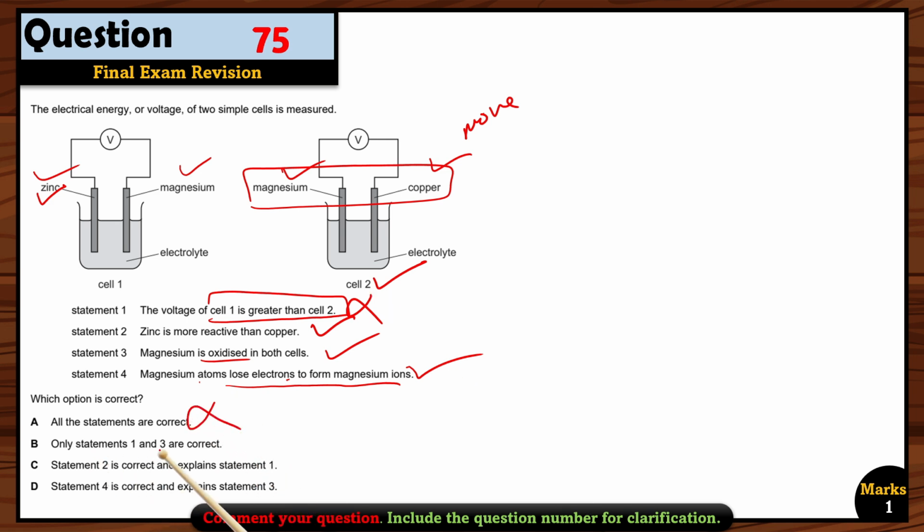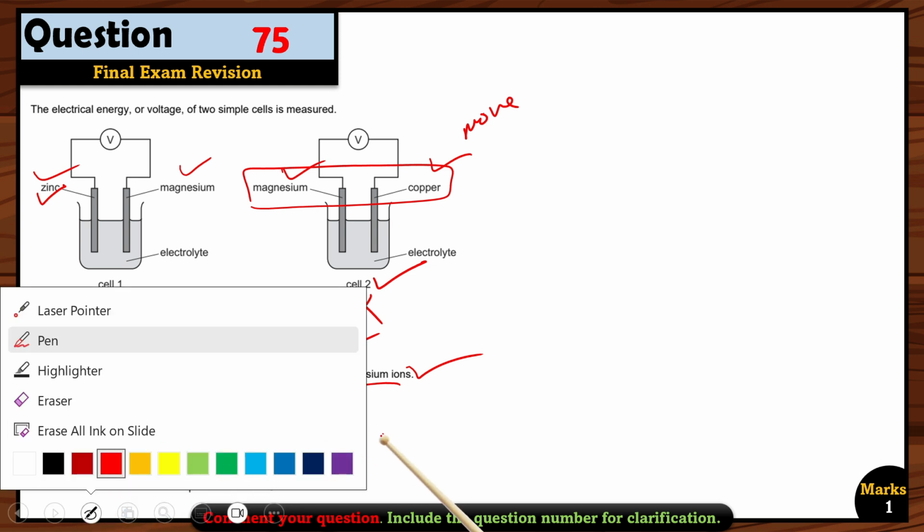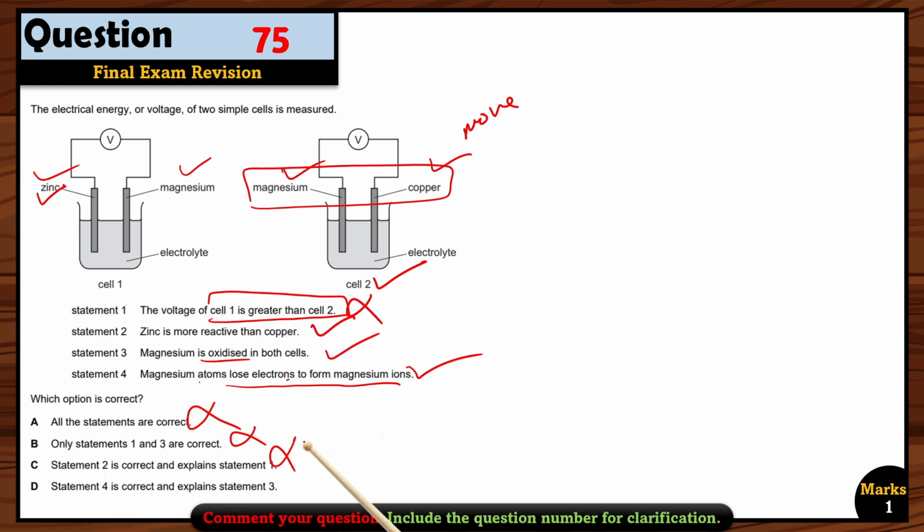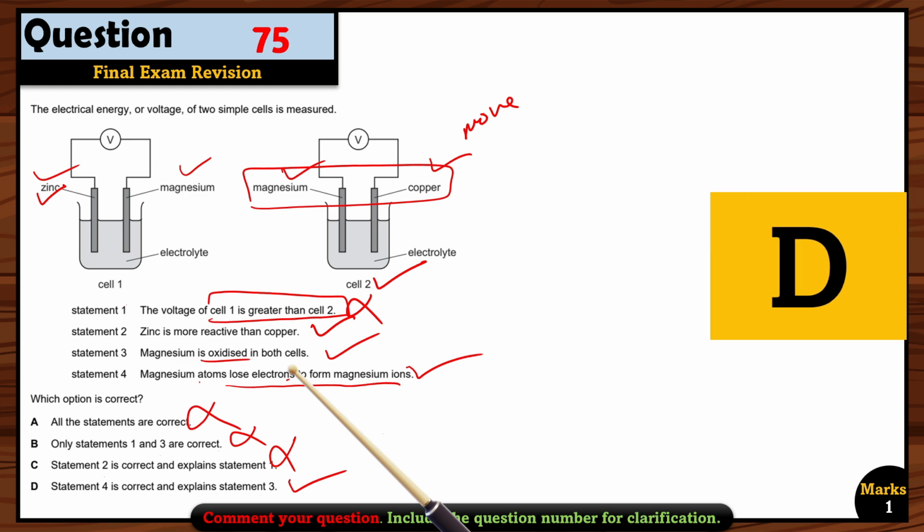So all the statements are correct. That's wrong. Only statements 1 and 3 are correct. 1 is wrong, 3 is right. So that's also wrong. Statement 2 is correct and explains statement 1. That's wrong. Because statement 1 is not right, how can we say that it's explaining? Statement 4 is correct and explains statement 3. Yes, this option can be right. Why? Because statement 4 is correct: it loses electrons to form magnesium ions, and it is explaining statement 3. Losing electrons easily means oxidation. So that's why option D is the right option.